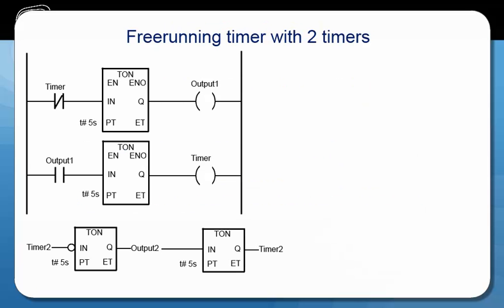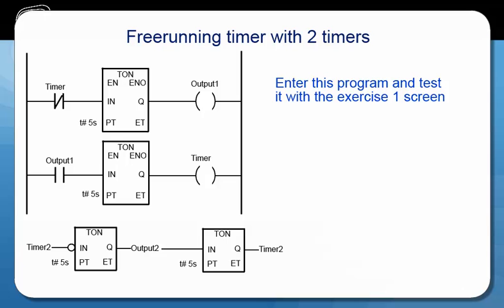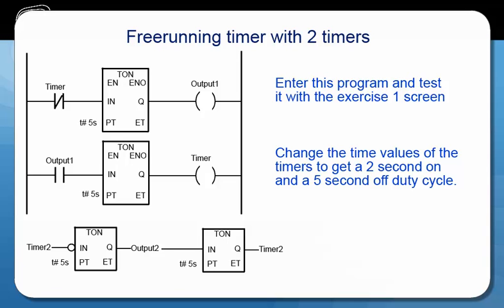There are other variations to a free running program. In this example we have 2 TON timers which are basically connected into a loop. The advantage of this arrangement is you can vary the on-off ratio by adjusting the timing values of each timer. Enter this program and test it with the Exercise 1 screen. Change the time values of the timers to get a 2-second on and 5-second off duty cycle.